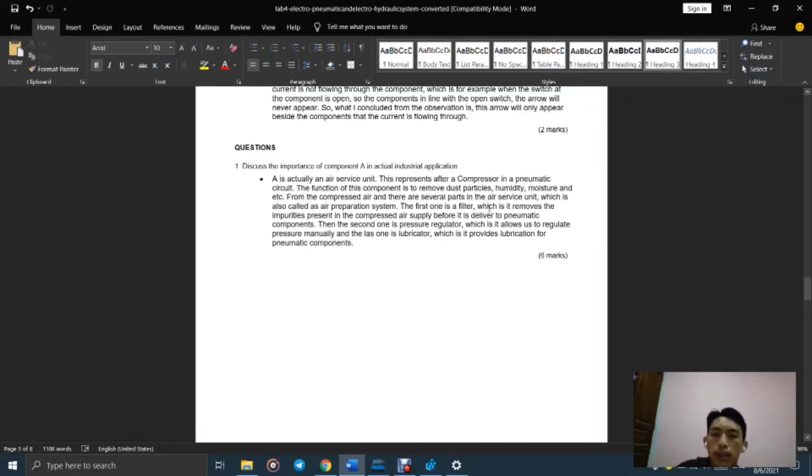The first one is a filter, which removes the impurities present in the compressed air supply before it is delivered to pneumatic components. The second one is the pressure regulator, which allows us to regulate pressure manually. And the last one is the lubricator, which provides lubrication for pneumatic components.